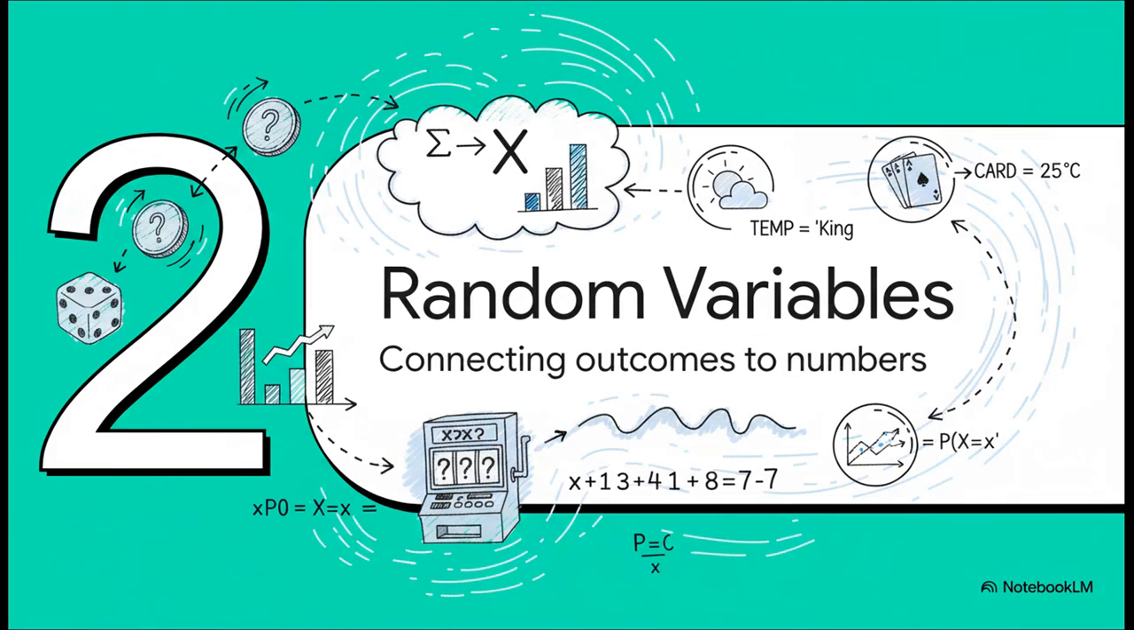Okay, so with those rules in our toolkit, let's move on to section 2, random variables. See, to really work with probability in a useful way, we need to connect real-world outcomes, like it will rain today, or I will roll a 6, to numbers that we can actually do math with. And that is the job of what we call a random variable.